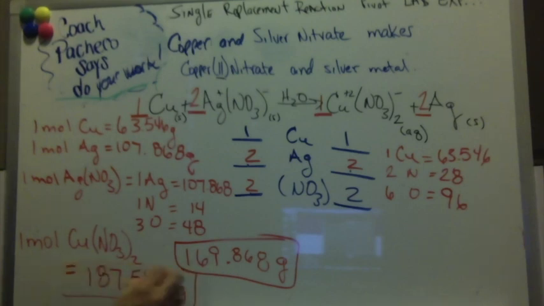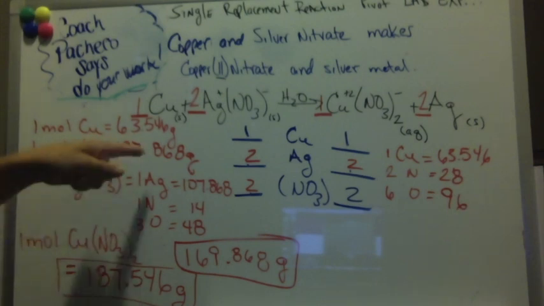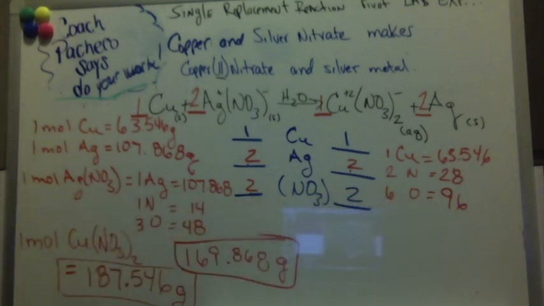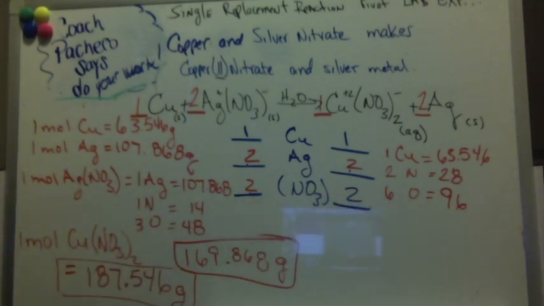And I'm going to pause the video and restart it, because now what we're going to get into is figuring out limiting reactants, and it's going to go heavily into stoichiometry. But these numbers, these molar masses, are going to help us out in how we're solving this.